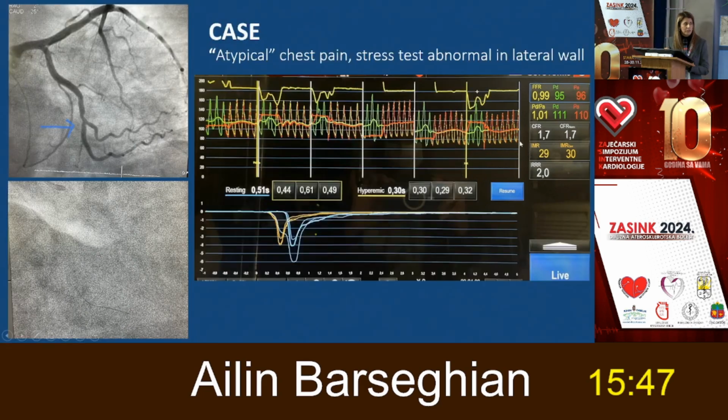So this was a patient with quote-unquote atypical chest pain, would have probably not gotten a stent, been told that her chest pain is due to something else, but we identified that it's due to microvascular disease.